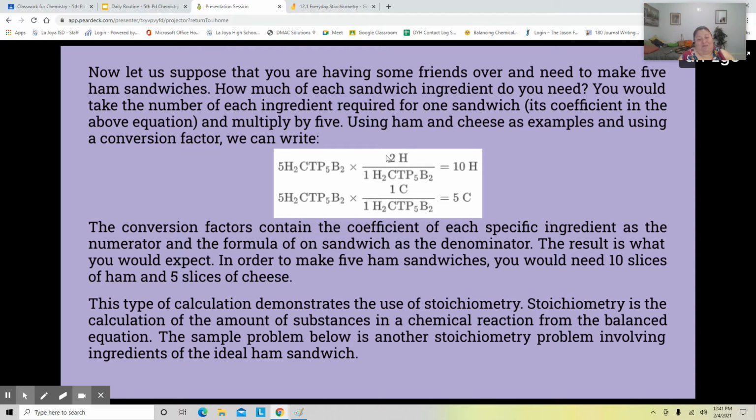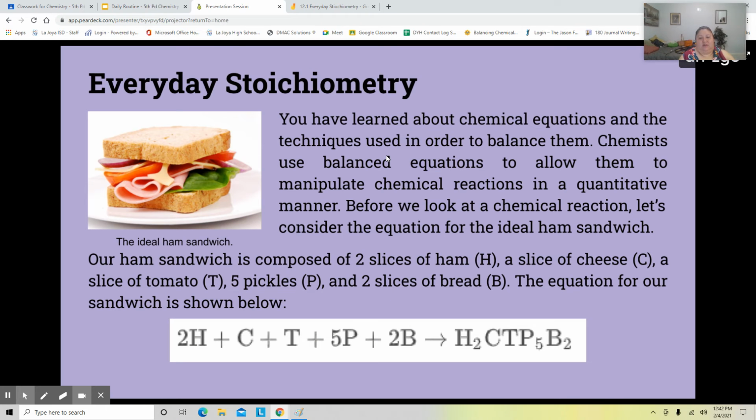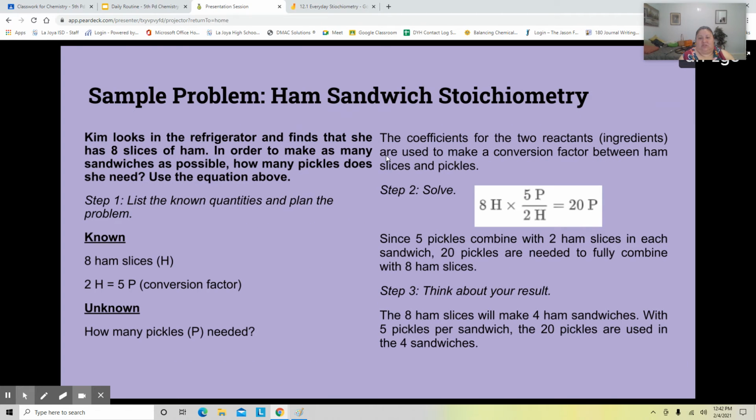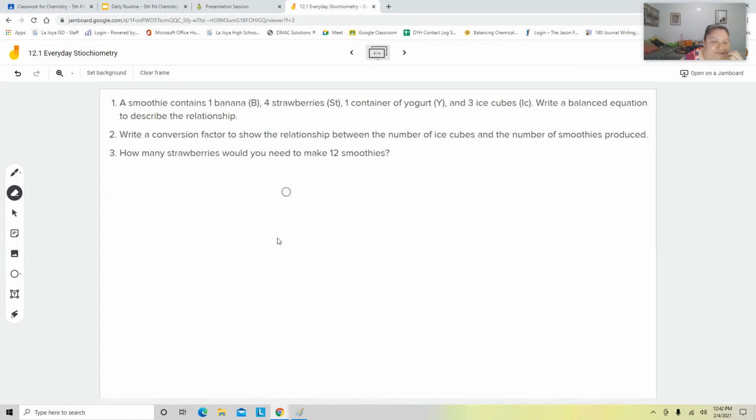The sample problem below is another stoichiometry problem involving ingredients from the ideal sandwich. So we're going to use the equation from earlier, this one. And we're going to use it to do the sample problem, which I already have on Jamboard. Don't look at the answer.